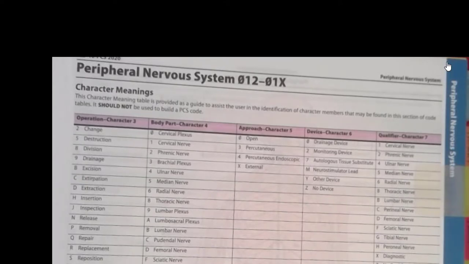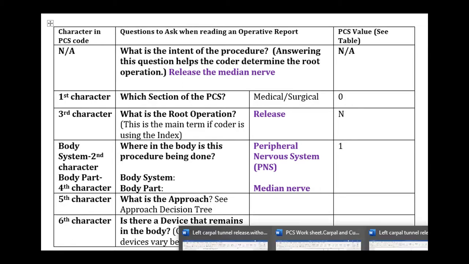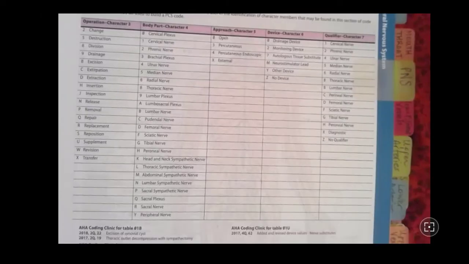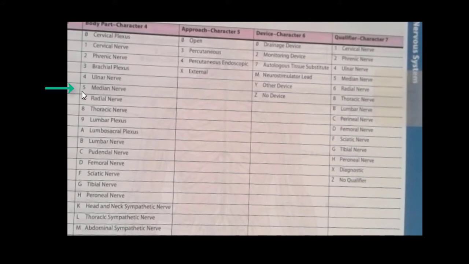And if you look over the far left, character 3, release, the value is N as in Nancy. The operation is N as in Nancy. Peripheral nervous system is 1. And what is the value for the median nerve? Look back on here, the median nerve, the value is 5.